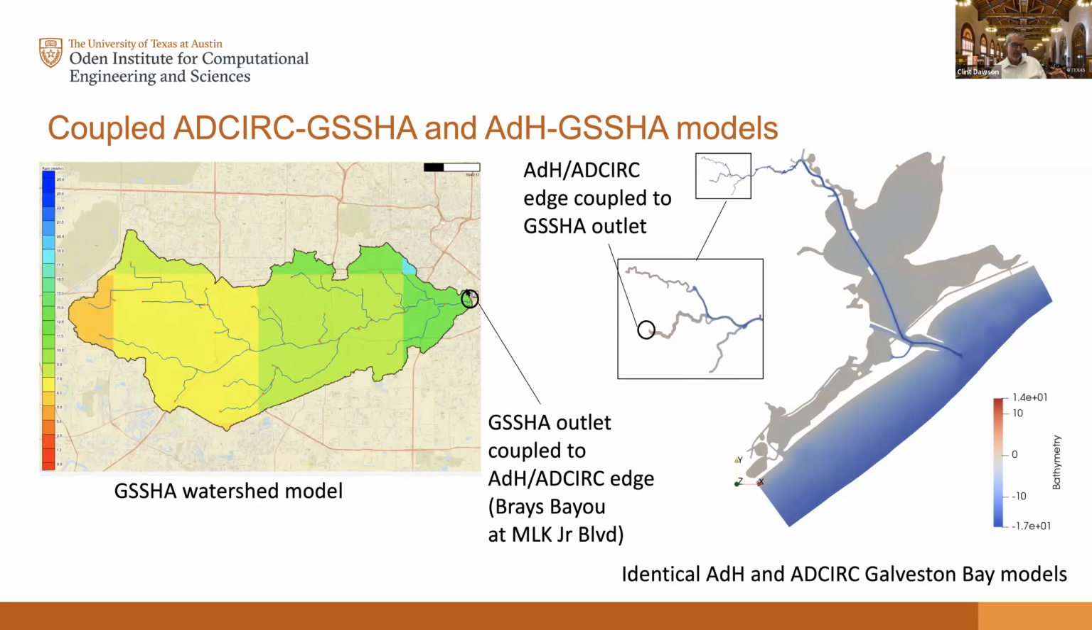So think about, we have downstream boundary conditions. We have rainfall happening over this region. The water flows down this watershed. It all gathers together. Then there's a water flux that gets fed into ADCIRC, right at this point. And then ADCIRC handles the rest of it out into the Gulf of Mexico.